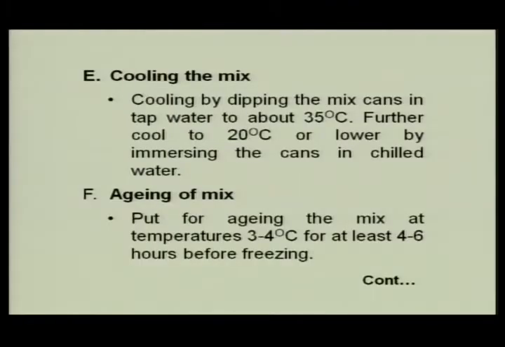It should be heated to 71.7 degrees centigrade for 30 minutes. Then we cool the mix, and normally first we bring the temperature down by keeping the mix can in tap water to about 35 degrees centigrade, then cool it to 20 degrees centigrade and similarly bring it to the lower temperature, that is the aging temperature. Aging is done normally for 4 to 6 hours at a temperature of 3 to 4 degrees, and it is done before freezing. Why it is done, we have already studied in the theory component.